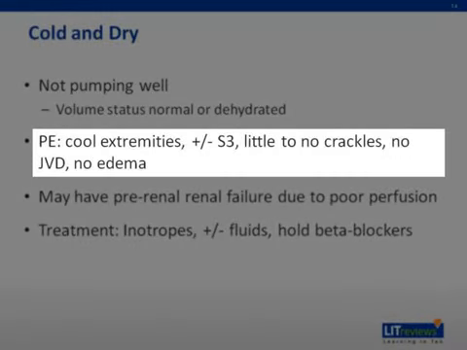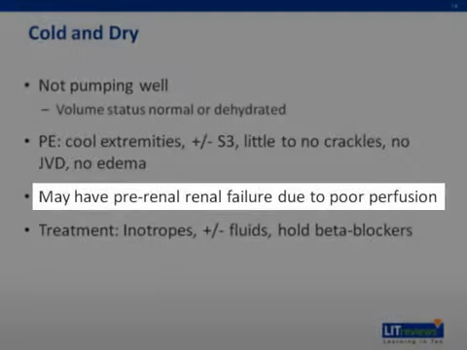These patients will have extremities that are cool to the touch. However, they will have dry lungs, no crackles, normal JVP, and little to no peripheral edema. They may or may not have an S3. Because their perfusion is decreased to the rest of their body, they may have decreased urine output and evidence of pre-renal renal insufficiency on labs.